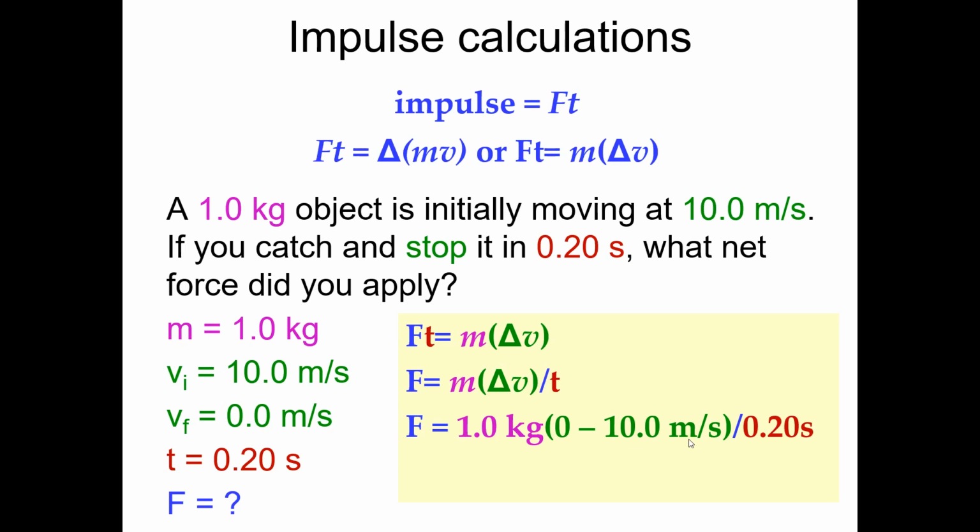So if you do that calculation, it's 1 times minus 10 divided by 0.2. That's minus 50. It's not 50, it's minus 50. And the units don't cancel out. We have kilograms times meters per second. Then that's all divided by seconds. Well, you may recognize the kilogram meter per second squared is the same thing as a Newton.